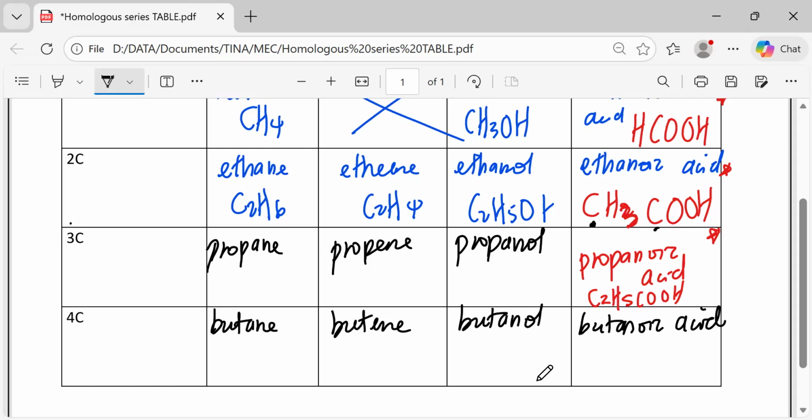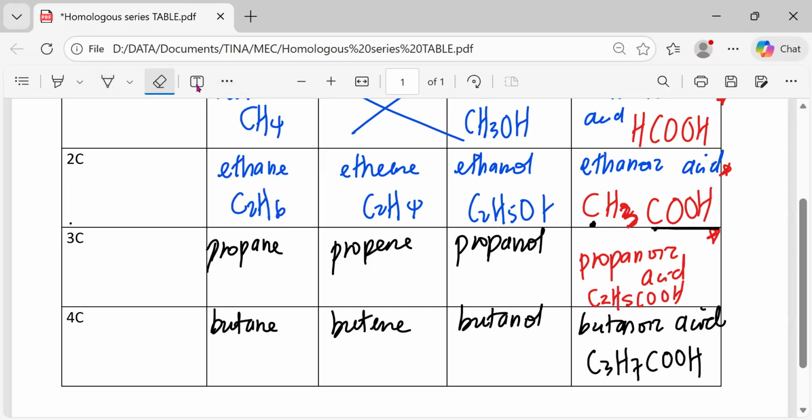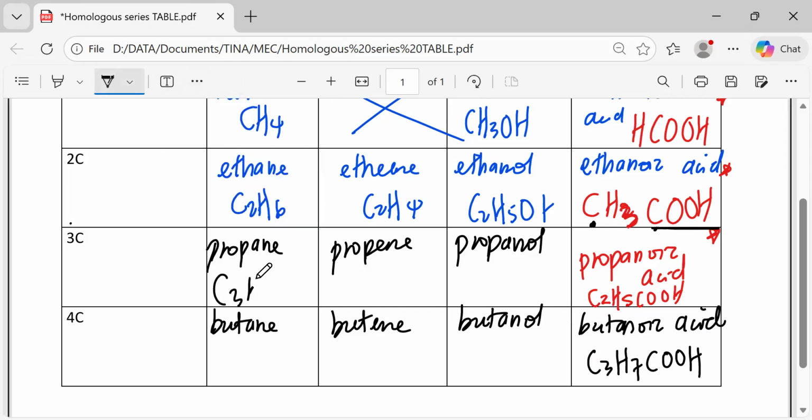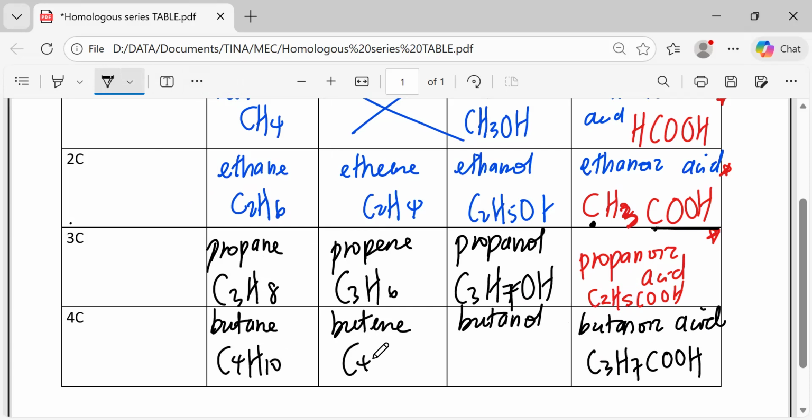When you're doing an acid, you take one carbon from the front and put it at the back, because at the back is COOH, so you must have COOH. So instead of writing C4, you write C3H7. Get it? So propane is C3H8, propene C3H6, propanol C3H7OH, and butanoic acid is C3H7COOH. Butane C4H10, butene C4H8, butanol C4H9OH.